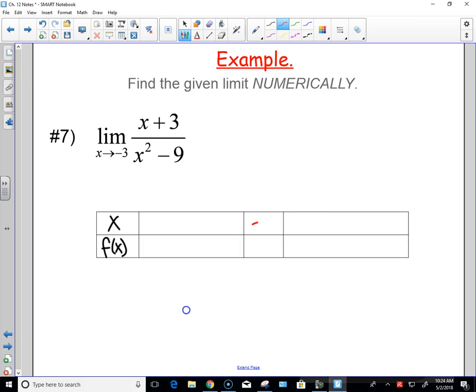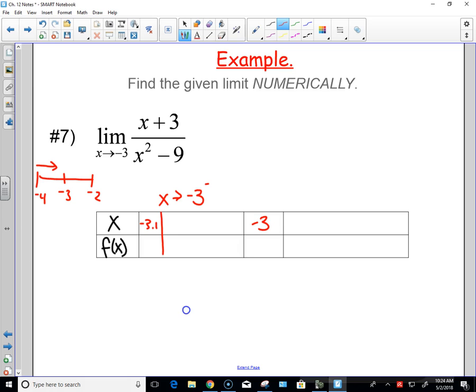Negative 3.1? Look at you guys go. Because x needs to approach negative 3 from below. A few people had a little bit of trouble with the negative numbers, trying to think below. But on a number line, here's our negative 3, here's our negative 4, and here's our negative 2. To come from below, I need to go a little bit past negative 3.